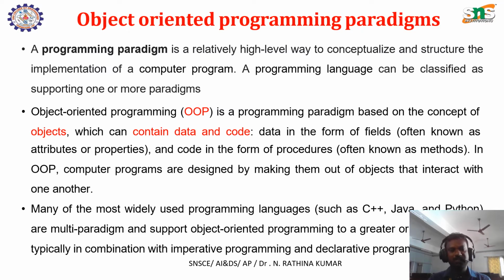So what is meant by OOPS? The object-oriented programming paradigm is based on the concept of objects. What is meant by an object? An object contains, in general, data and code. Data means it is in the form of fields, for example attributes and properties. The code is in the form of procedures. Another name for procedures is methods. So in object-oriented programming, computer programs are designed by making them out of objects that interact with one another.